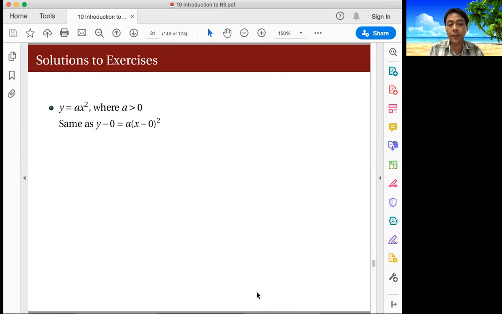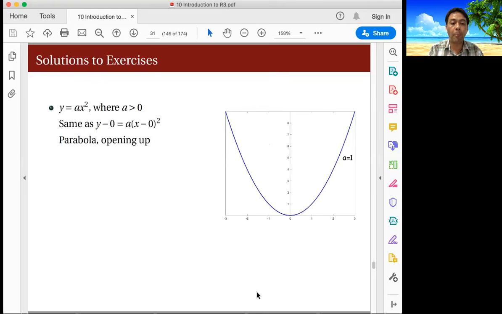A is greater than 0, that's the coefficient. This is a parabola opening up. And for example, if the value of a is equal to 1, then we have the graph on screen. What is the vertex of this parabola? The vertex is at 0, 0, or the origin.